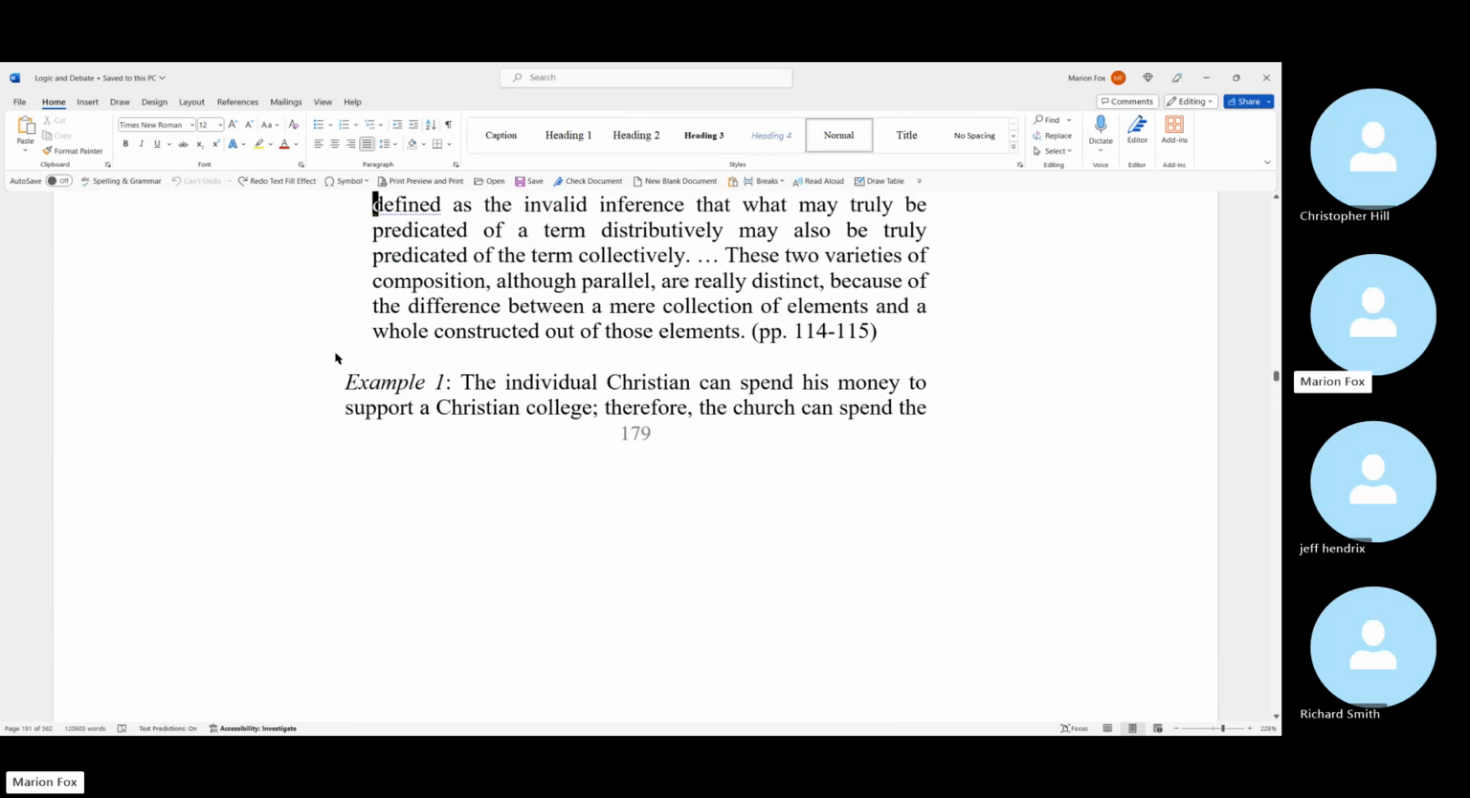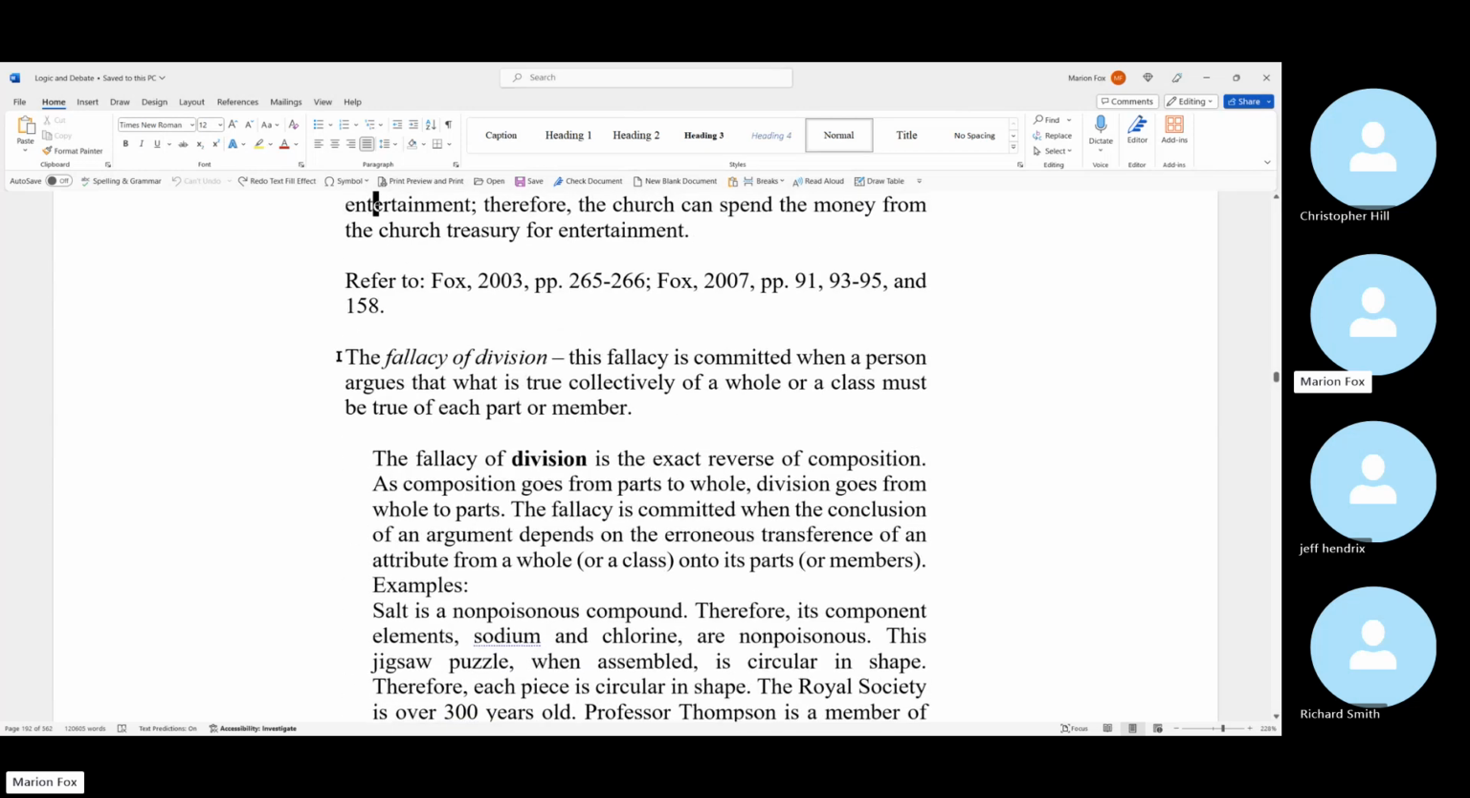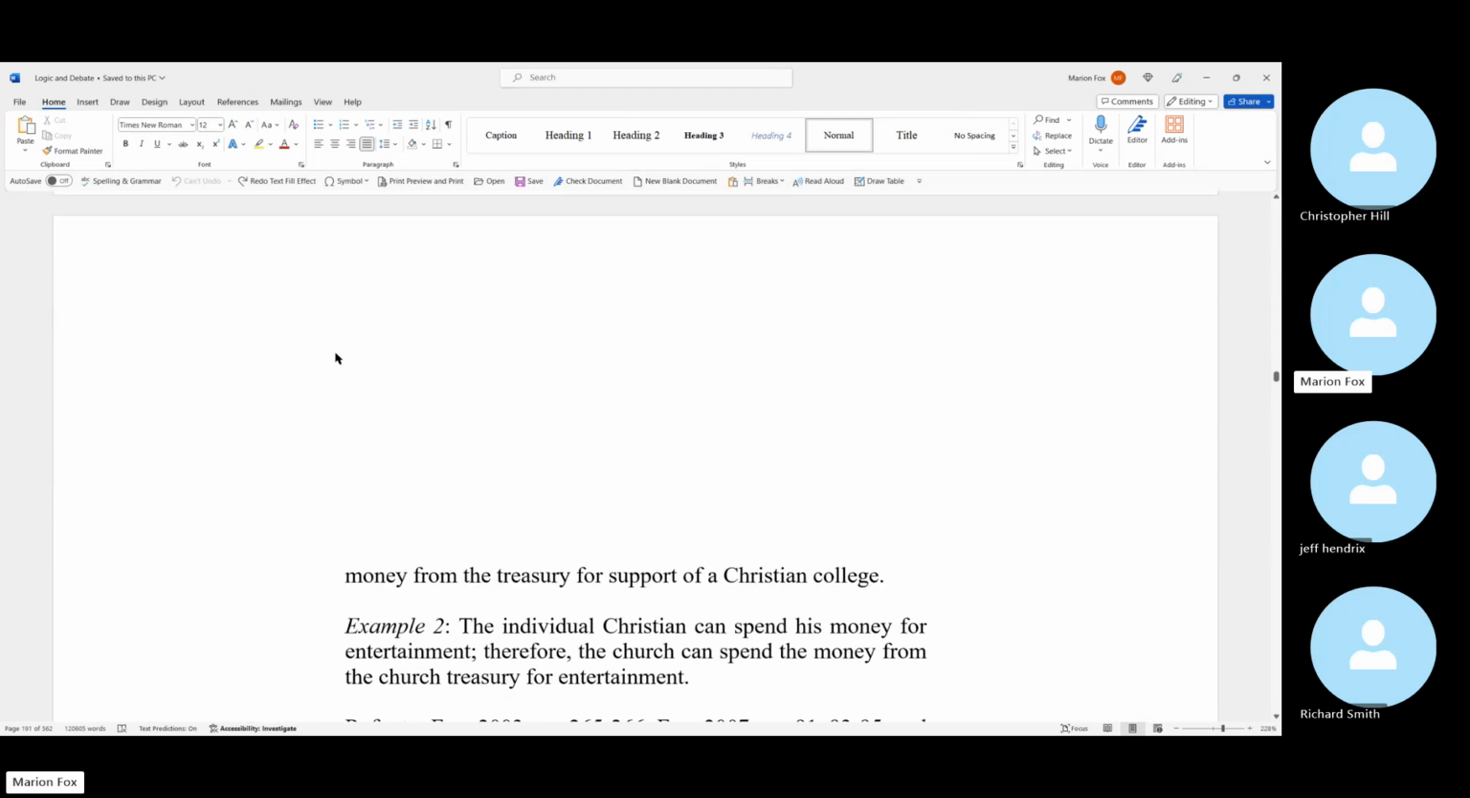Now here's one. The individual Christian can spend his money to support a Christian college. I believe we can do that. I believe we can pay for the teaching of English and history and government, mathematics and stuff like that in a Christian college with our own money. I don't believe there's anything wrong with that. Therefore, the church can spend the money, the treasury of the church, for the support of a Christian college.